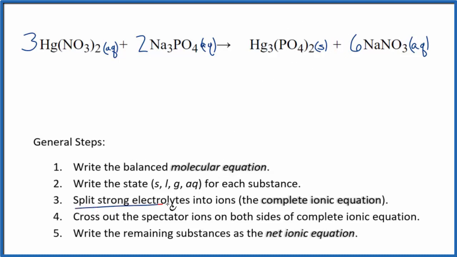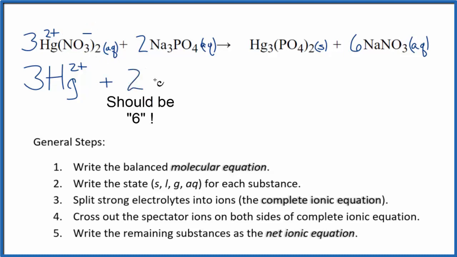Now we can split the strong electrolytes into their ions for the complete ionic equation. So mercury, we don't know its charge because it's a transition metal, but we do know the whole nitrate. That's 1 minus. We have 2 of them, so 2 minus here, this has to be 2 plus. So we have 3 Hg 2 plus ions, and I won't write the states now. Let's do that later. Plus 2 of the nitrate ions.